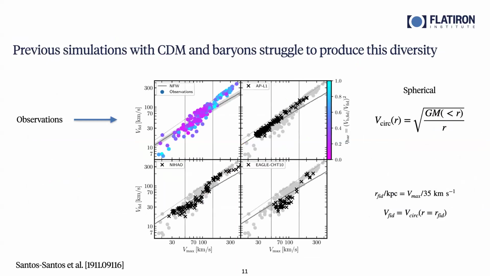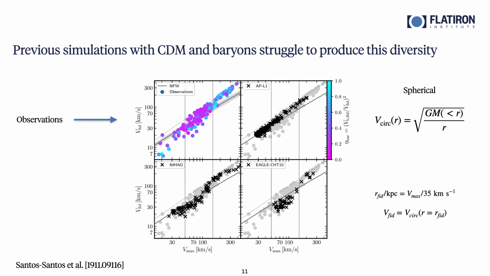So I'm just going to talk a little bit about what has previously been done in the cold dark matter case. Previous simulations of cold dark matter and baryons really struggle to produce this diversity, in spite of the fact that I showed you there's this potential solution. Here are again the observations in this upper left-hand panel, and now I'm showing you various suites of simulations where they consider different types of star formation for the most part.